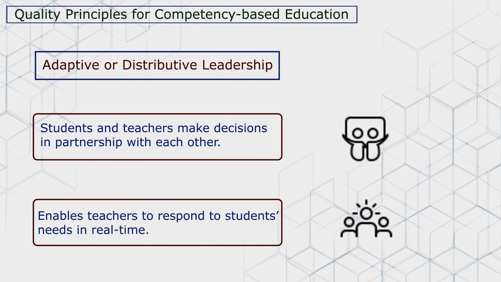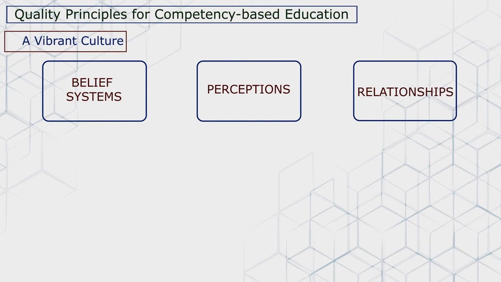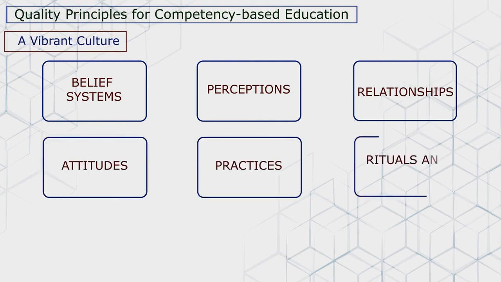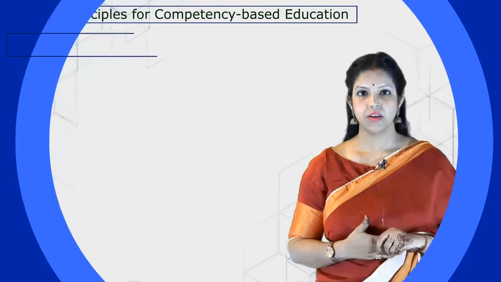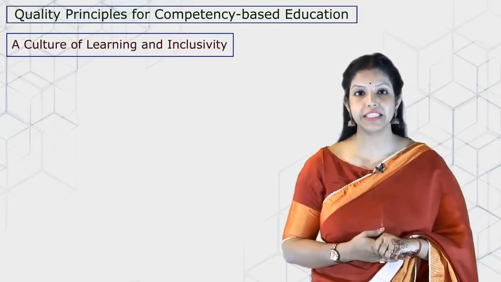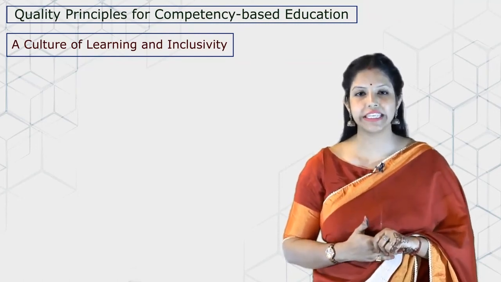Besides being based on a well-defined intent or purpose, a high-quality CBE system also focuses on establishing a vibrant culture in schools. How can a culture be understood? Culture is a broad entity that can be understood by day-to-day interactions of people in a school. It is interpreted through belief systems, perceptions, relationships, attitudes, practices, rituals, and routines and rules that inform the functioning of a school. A well-designed, effective competency-based education system reinforces and nurtures a culture of learning and inclusivity in schools.